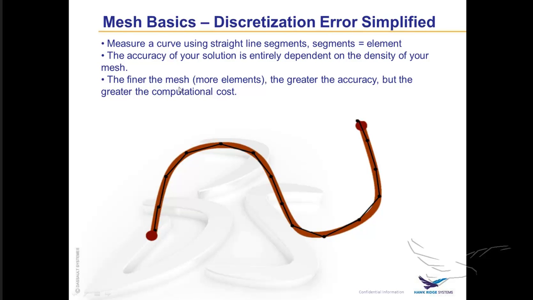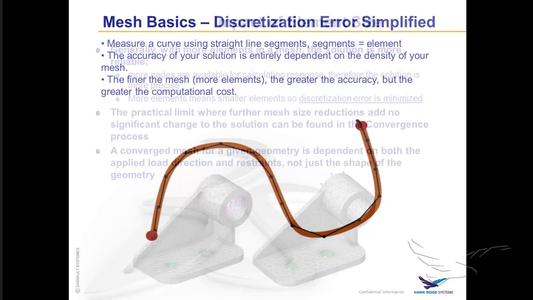The finer the mesh, or the more elements that we use in our model, the greater the reliability of the results, but at a greater computational cost. We may have to wait several minutes or hours, depending on the size of the model and complexity, for it to run. So you could think of discretization error as analogous to measuring a curve with straight lines.